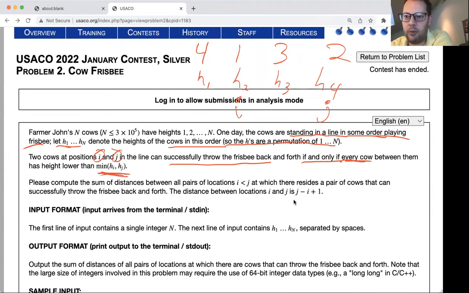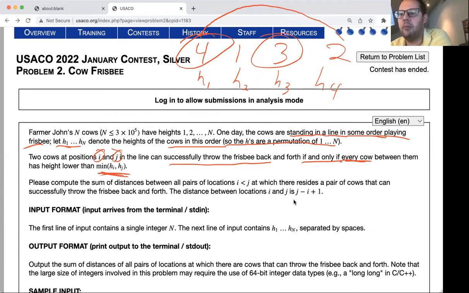Something to watch out for that trips a lot of people up on this problem. Let's look at the cows 4 and 2. At first, you might think that because this cow is taller than this cow, you'd be able to throw it over. But in fact, because the shorter of the two cows is cow 2, we can't throw over cow 3. So even though one of the cows is taller, they both have to be taller than all of the cows between them. This is just something to watch out for. I've seen a lot of people trip up on this.